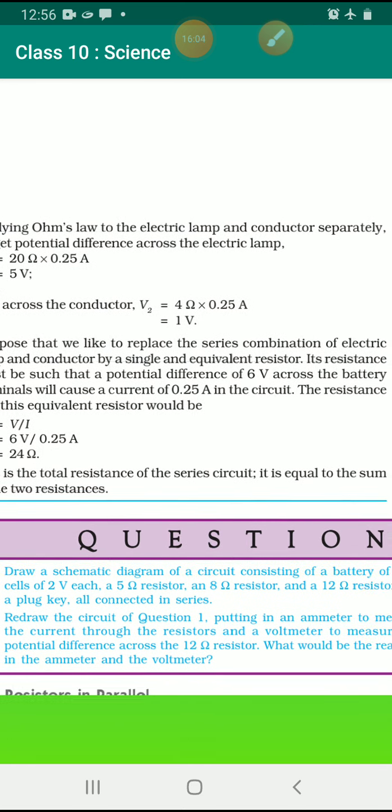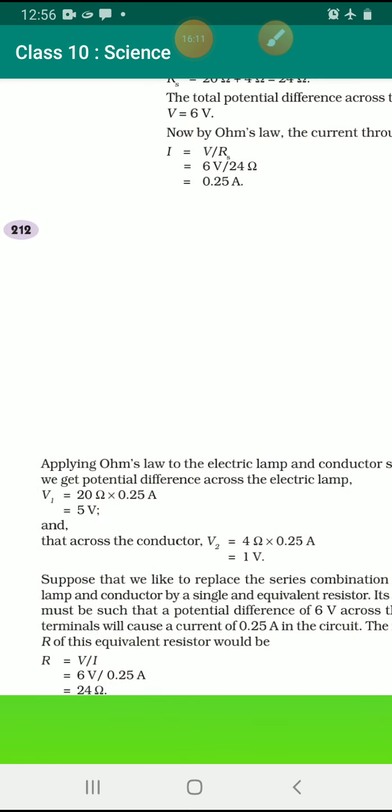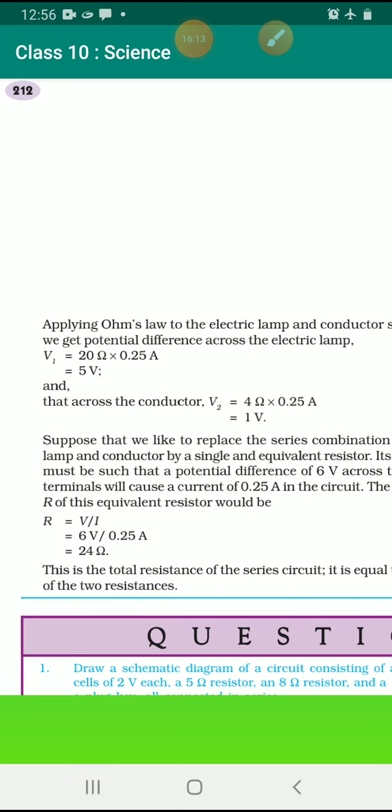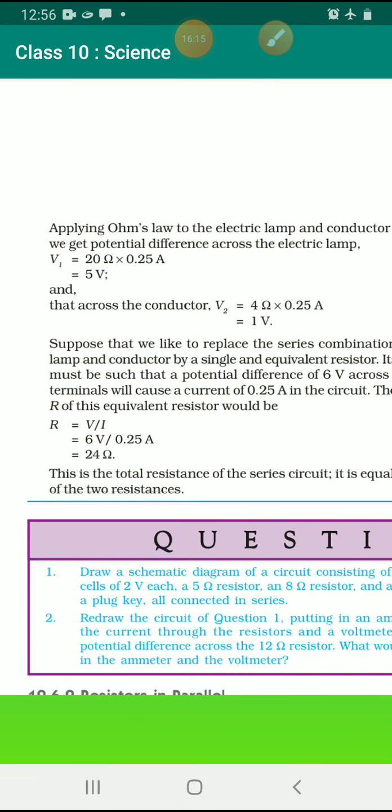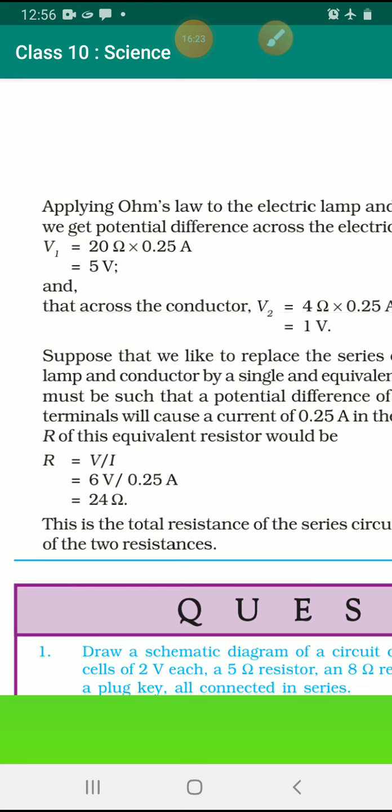So the potential difference across the electric lamp we can also find out. Just now we found the current to be 0.25 ampere. So the potential difference V is equal to I into R, current into resistance. That is 20 ohm into 0.25 ampere, which is nothing but 5 volt, right?